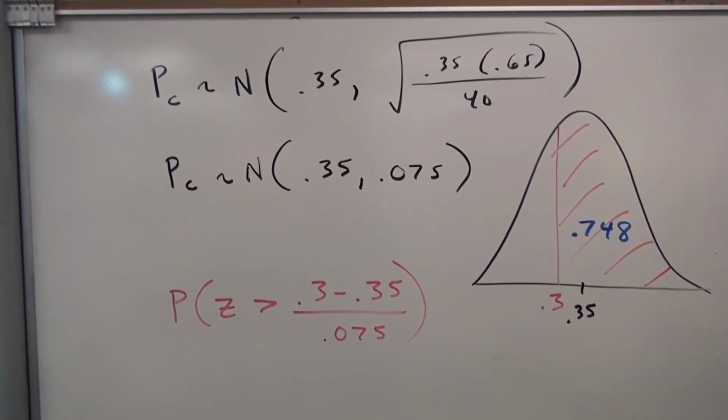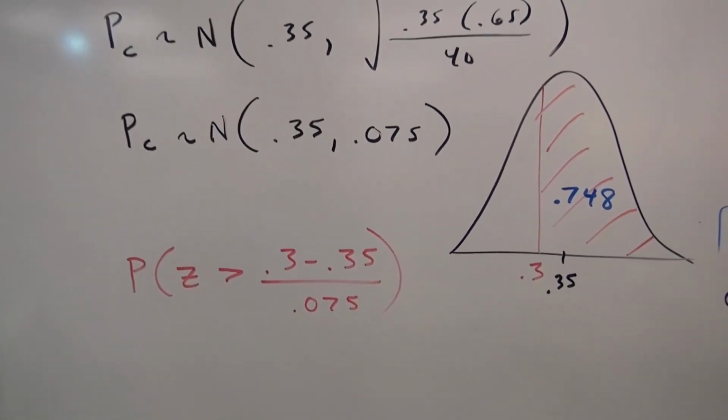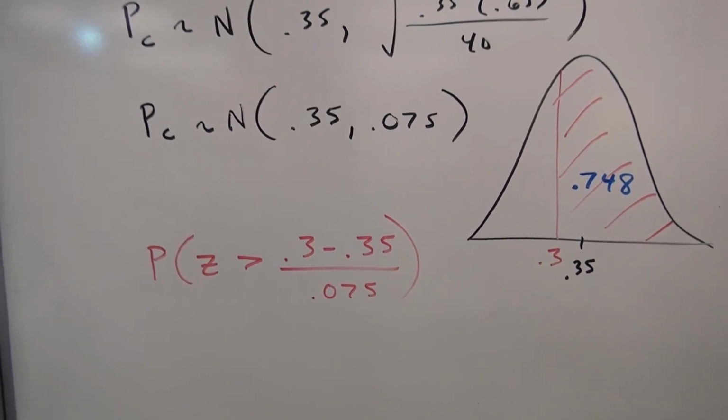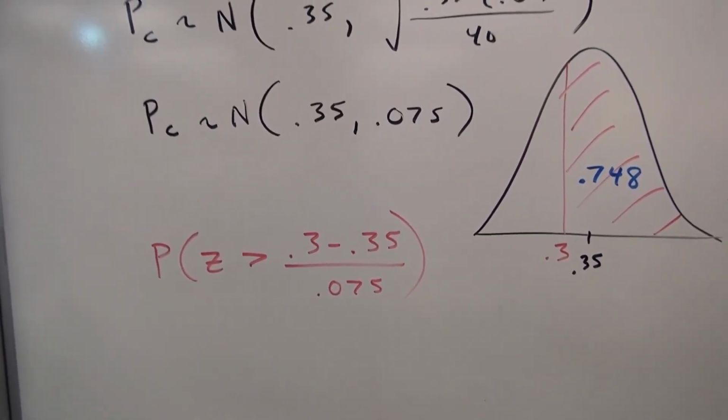So there is our population, there's our sampling distribution rather. There's the work shown, and you can see 0.748 when we use the normal CDF is the probability that in a random sample of 40 applicants, at least 30% of them would have computer aptitude.